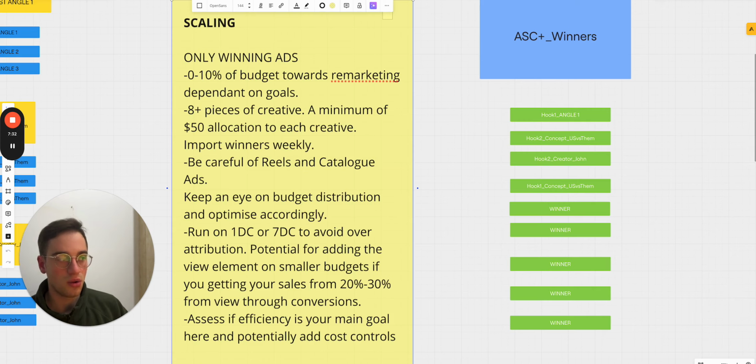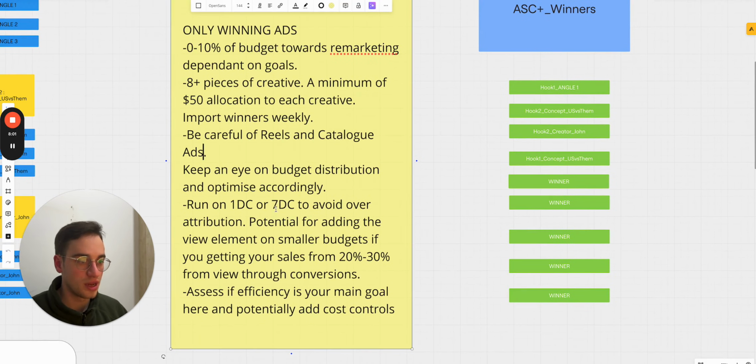And the same with catalog. Meta thinks it can be very good at dynamically targeting people, so it will spend all the money behind those catalog ads. So I highly recommend having a separate AC plus for just catalog, if you have minimum budget behind it. But that's another thing: just keep your eye on the budget distribution here, because Meta will typically deliver all the spend into one or two ads.